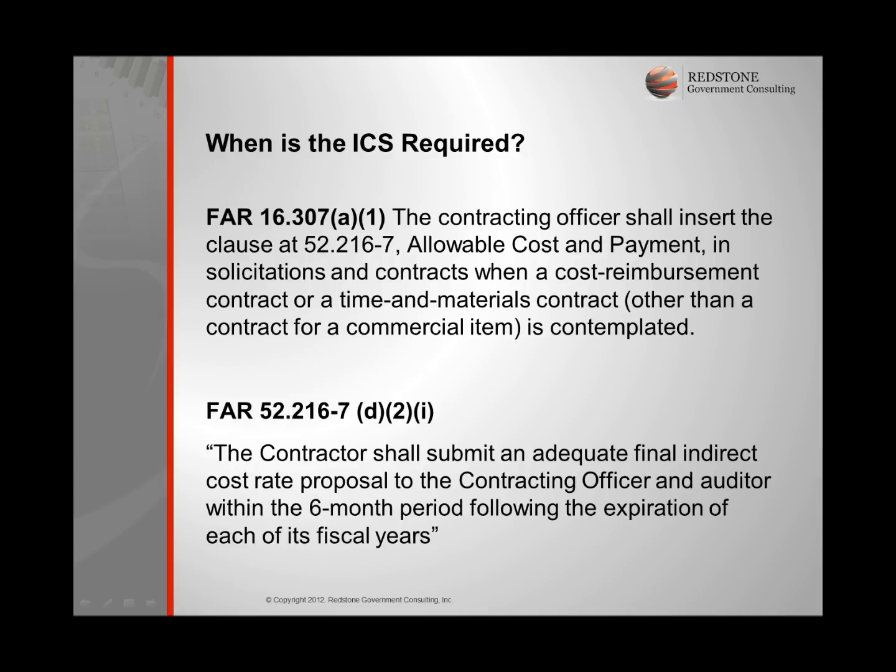So now let's talk about when the ICS is required. The requirement starts in FAR Part 16.307, which instructs the contracting officer to insert the allowable cost and payment clause into all cost reimbursable and T&M contracts, except for the commercial item contracts. Collectively, we refer to the T&M and the cost reimbursable contracts as flexibly priced contracts, meaning their value is flexible. It can't be determined until the final rates are determined through the ICS. So during the course of the contract, the price remains flexible.